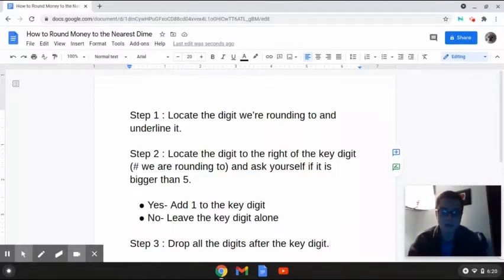And we're going to be doing that in a few steps, very similar to what we did in the last video. So the first step is locating the digit that we're rounding to and underlining it. The next step is locating the digit to the right of the key digit, which is the number we are rounding to, and asking ourselves if it is 5 or bigger. If it is, we're going to add 1 to the key digit, but if it's not, we're going to leave the key digit alone. And the last step is to drop all the digits after the key digit. So let's try some problems together.